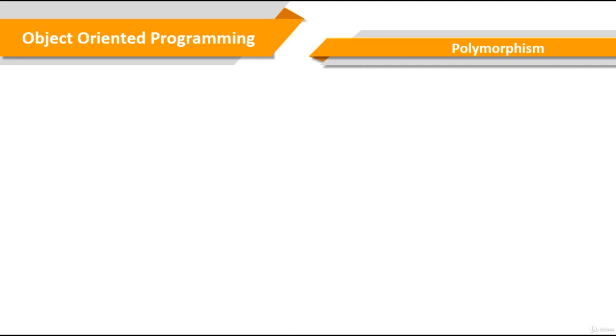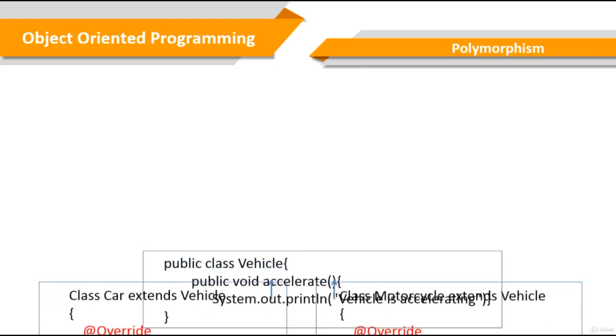Polymorphism. So polymorphism, because I promised I'd tell you about it, is used to perform a single action, but in different forms. So in Java, we have two types of polymorphism. The first one is static, and the second one is dynamic. So method overloading is an example of static polymorphism. Method overriding is an example of dynamic polymorphism.